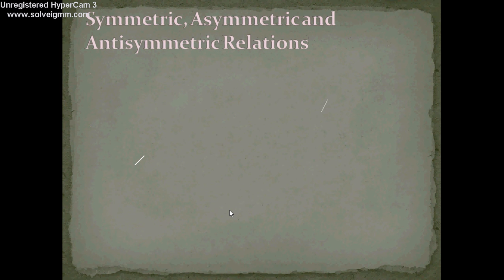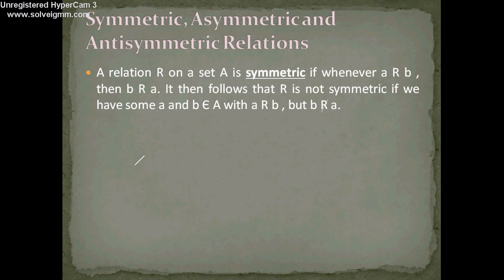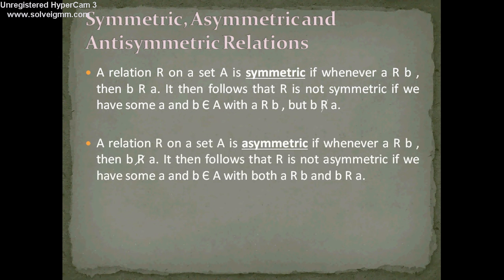Next we will see what are symmetric, asymmetric and antisymmetric relations. A relation R on a set A is symmetric if whenever A is related to B, then B should also be related to A. It then follows that R is not symmetric if we have some A, B belonging to A with A related to B but B not related to A. So symmetric is simple. If A is related to B, then B should also be related to A. That is, if (A, B) is present in R, (B, A) should also be present.